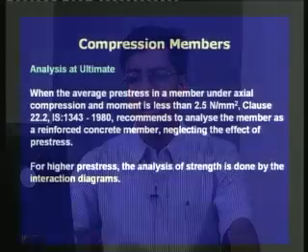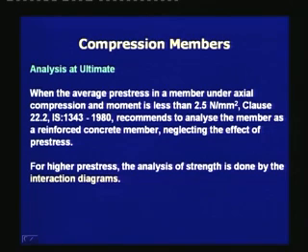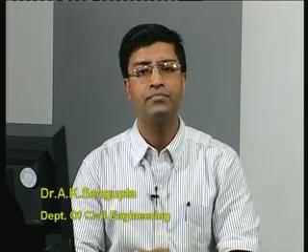Next, we are moving on to the analysis at ultimate. When the average prestress in a member under axial compression and moment is less than 2.5 Newton per millimeter square, clause 22.2 of IS 1343-1980 recommends to analyze the member as a reinforced concrete member, neglecting the effect of prestress. Thus, if the prestress is small, then the code allows us to analyze the prestressed member as a reinforced concrete member with just the amount of the external load acting on it. If the amount of prestress is greater than 2.5 Newton per millimeter square, then we analyze the prestressed member including the prestress and with the help of interaction diagrams for the ultimate limit state.